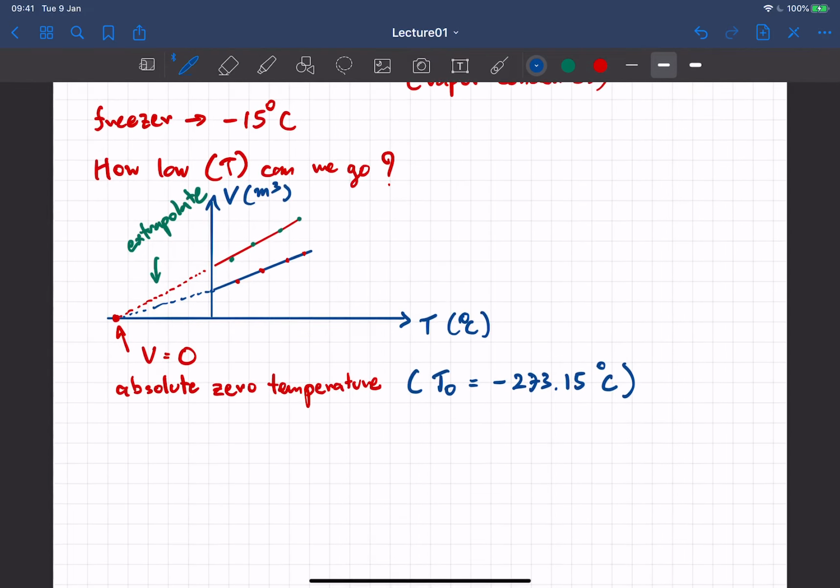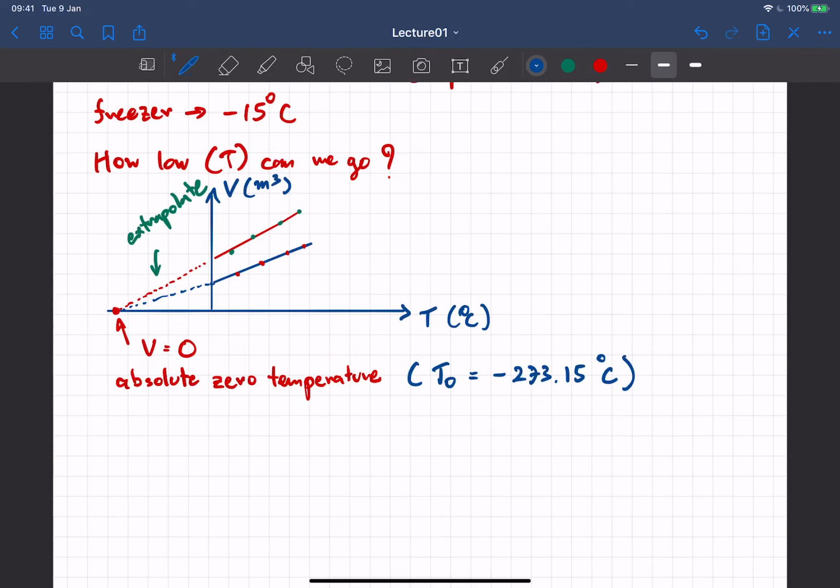Because of this, in physics, most of the time, we use the temperature scale called the Kelvin temperature scale. So T0 is defined to be 0 Kelvin. We're going to use Kelvin as our unit for temperature, and at 0 Kelvin, everything is 0. Volume is 0, energy is 0. So you cannot go lower than this.